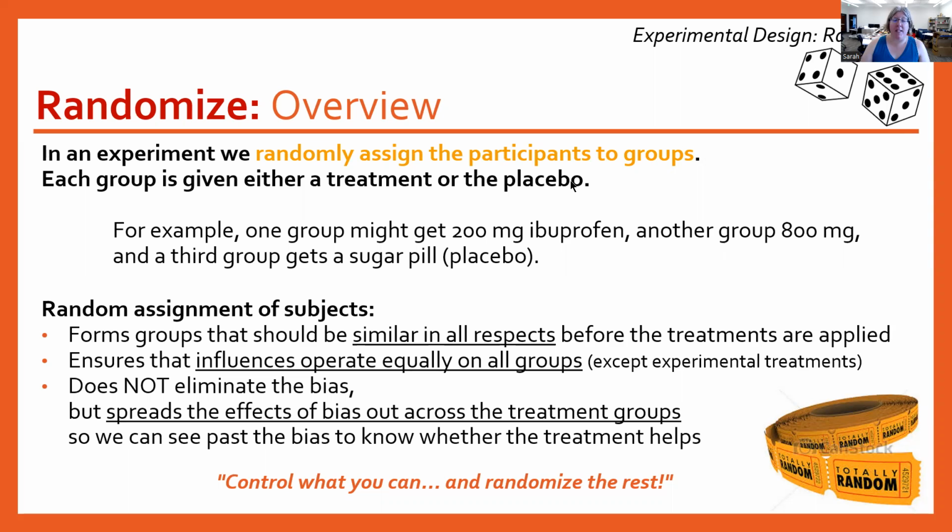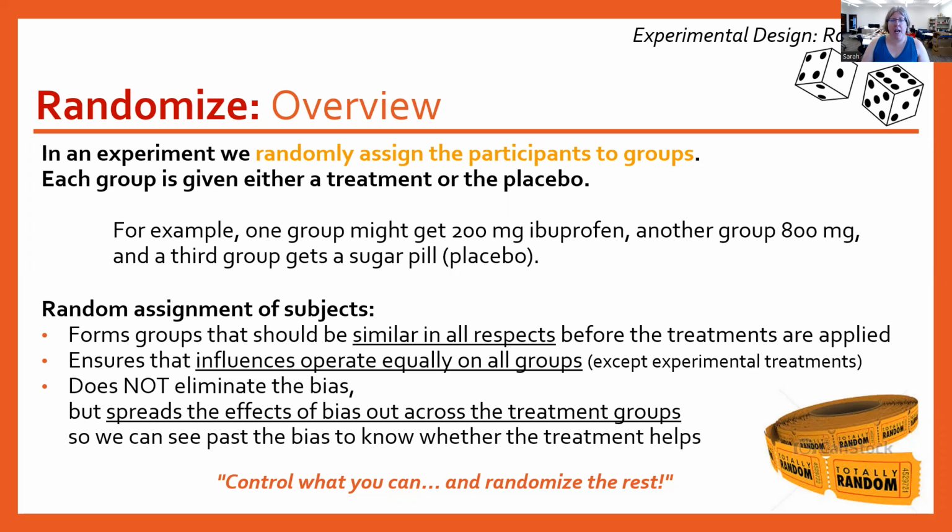So the benefits of random assignment of subjects: it means that we're going to form groups that should be similar in all respects before the treatments are applied. So just like our random sample is representative of the population, when we break our sample into random groups, each of those subgroups should also be representative of the population. It ensures that influences operate equally on all groups.